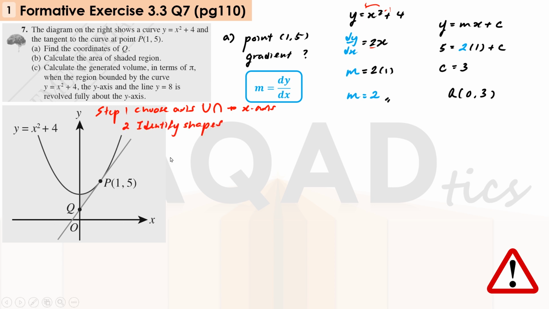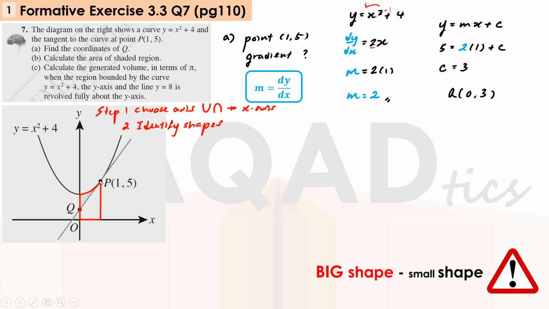And step 2 is to identify the shapes. If you see the region that we need to find, it's between these two lines, right? The curve and the tangent. So another technique to help us find area is big shape minus small shape, right? For the big shape, since we are using the x-axis, the part of the curve that we need to focus on is here. And using the x-axis, we find the area under the curve. And this area is actually our big shape because it includes the shaded region.